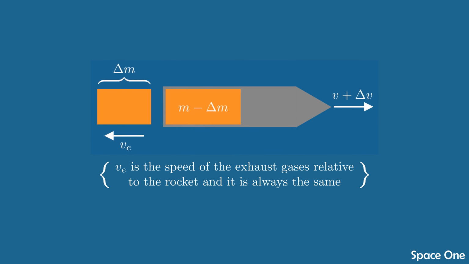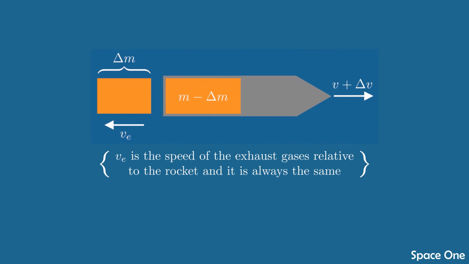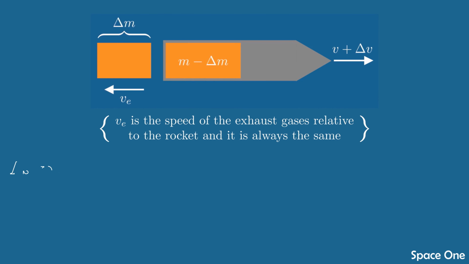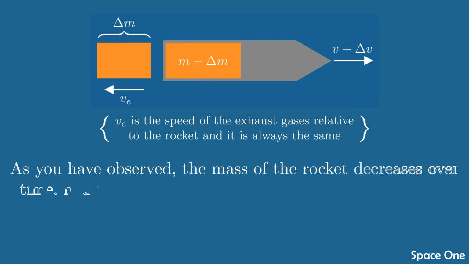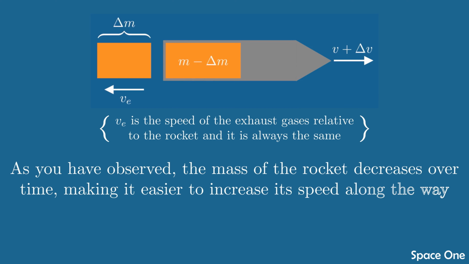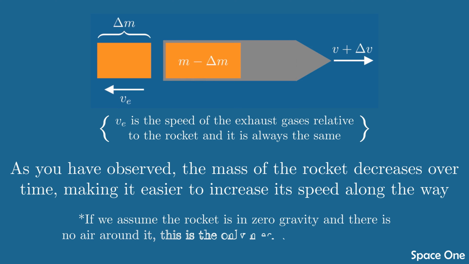V sub E is the speed of the exhaust gases relative to the rocket, and it is always the same. As you have observed, the mass of the rocket decreases over time, making it easier to increase its speed along the way. If we assume the rocket is in zero gravity and there is no air around it, this is the only mechanism that takes place.